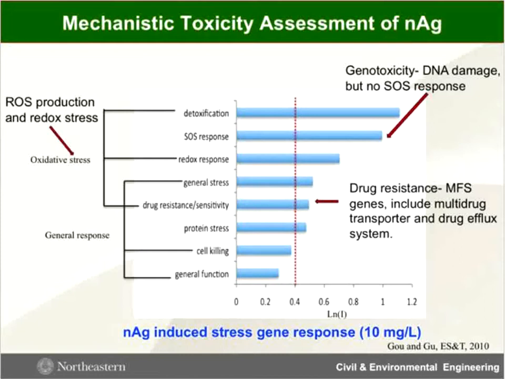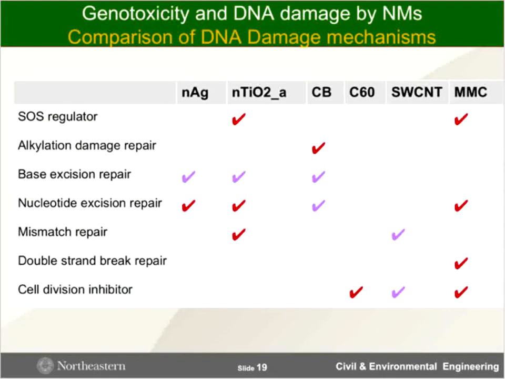Then we also see for nanosilver specifically, ROS production and the redox stress genes are really obvious. Also drug resistance: multidrug facilitator family genes related to efflux or the metal efflux system are also differentially changed.